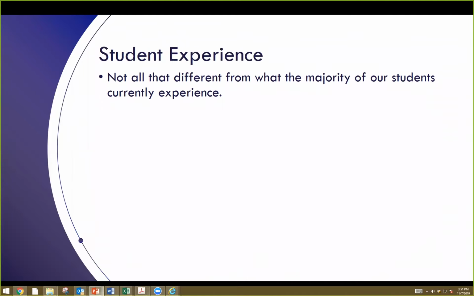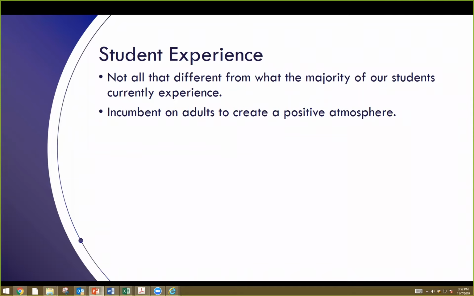Student experience. So students' experience is not going to be all that different from what the majority of our students do right now. One thing I'll say is that in the spring, 107,000 of our students are going to have one fewer test to take. As far as that goes, they will only have to take an ELA test once. They won't have to take 2 math tests, right? So in many ways, this version looks very similar to what they've experienced.